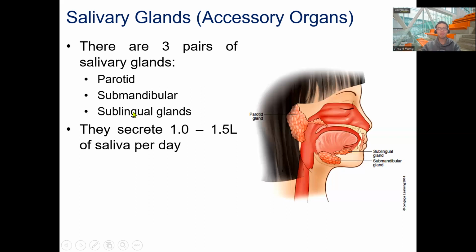So that's why they're called submandibular. It's right here. You can put your thumb over here. Right? Those are the locations. And you have sublingual glands. This one is below the tongue.